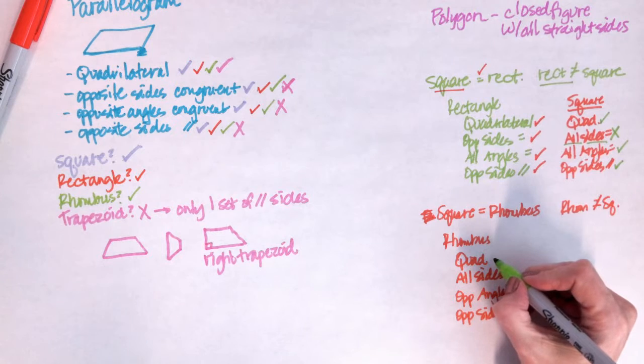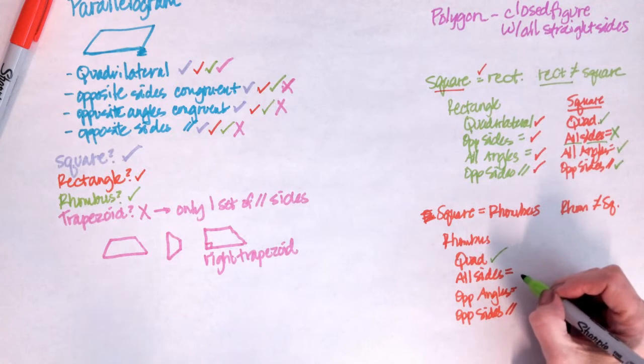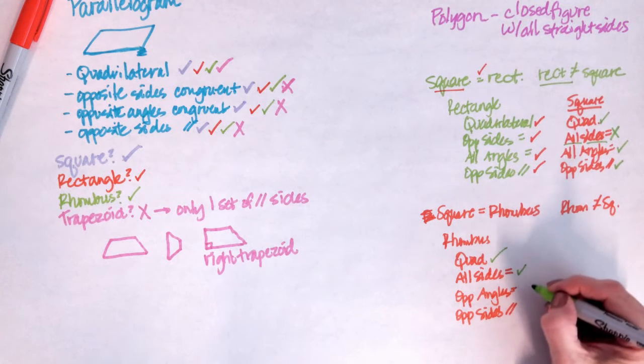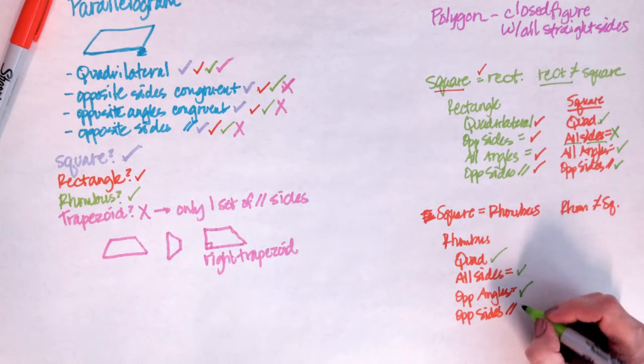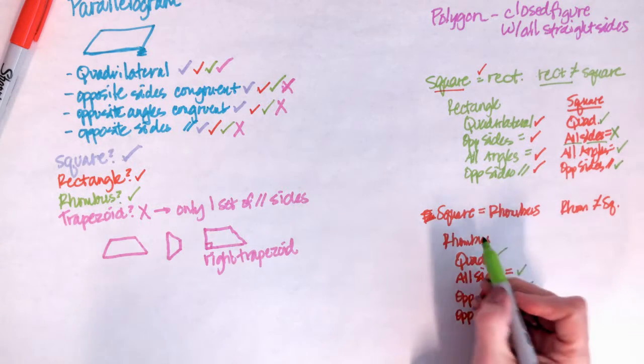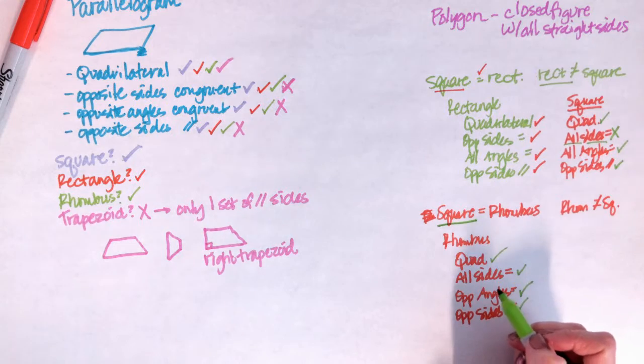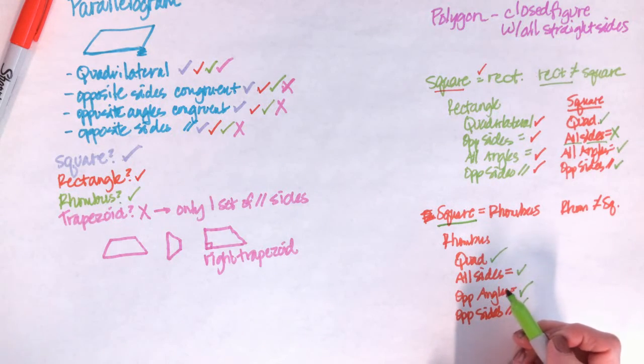Let's see if that's true of a square. Is a square a quadrilateral? Yes. Are all sides equal? Yes. Are opposite angles equal? Yes. Are opposite sides parallel? Yes. So a square meets the requirements of being in the category rhombus.